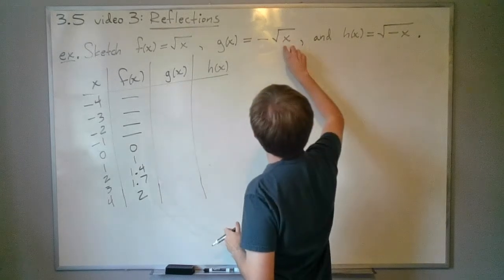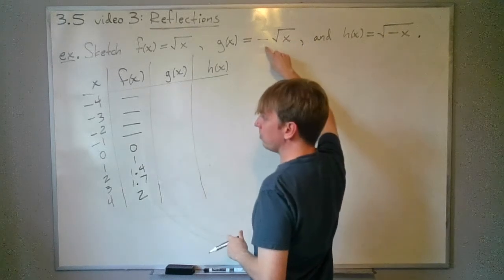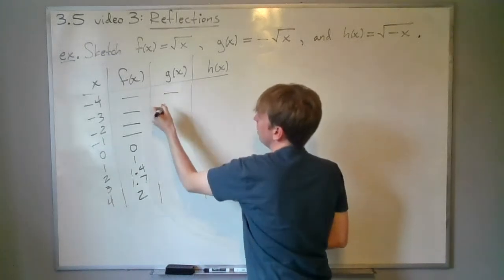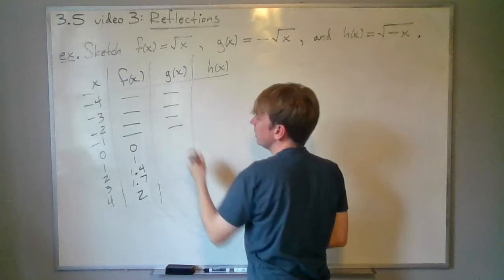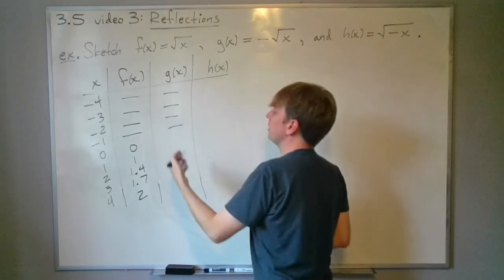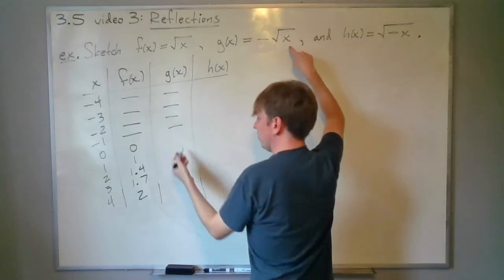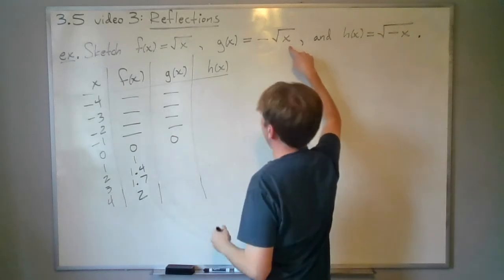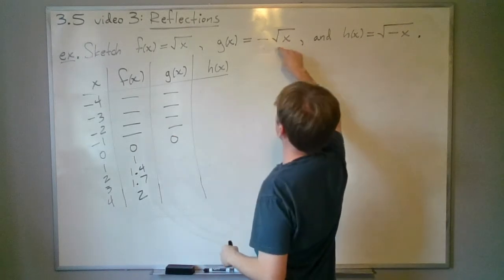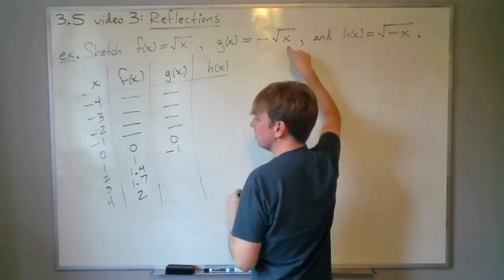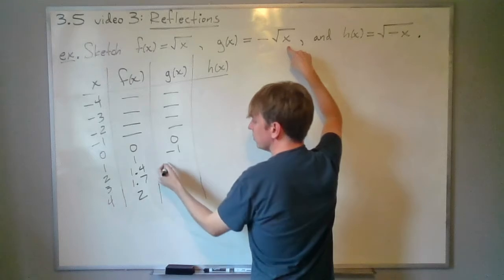g says we take the square root and then we multiply it by a negative. So we'll have the same restrictions on our domain. We can't plug in negative numbers because we can't take square roots of negatives. When I take minus square root of 0, that would be -0, which is just 0. When I plug in a 1, minus square root of 1 would be -1. And so we're going to get the same values just with negative signs.